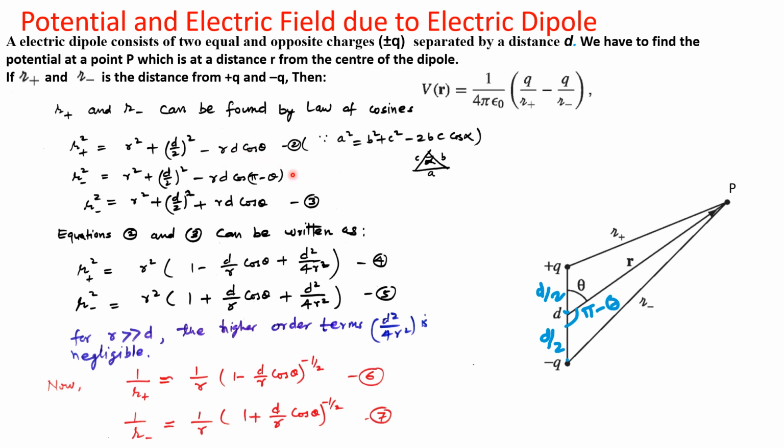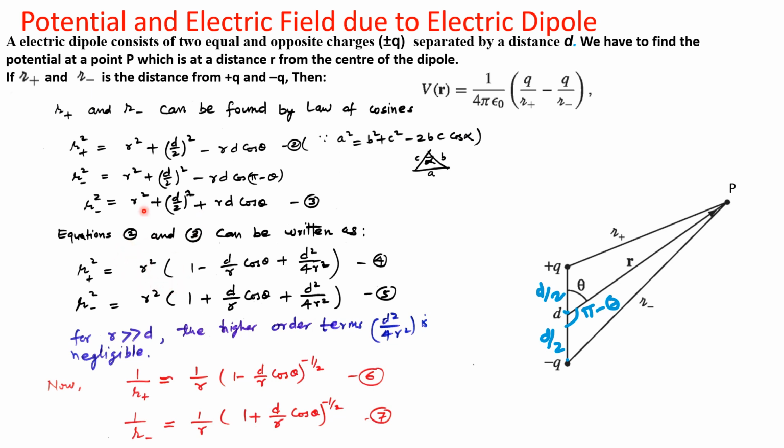So this one is for the upper triangle, and the other triangle will give us r minus square equals r square plus d by 2 square minus r d cos of pi minus theta. The angle pi minus theta is there. So r square plus d by 2 square, and since cos of pi minus theta equals minus cos theta, the sign of r d cos theta is plus here.